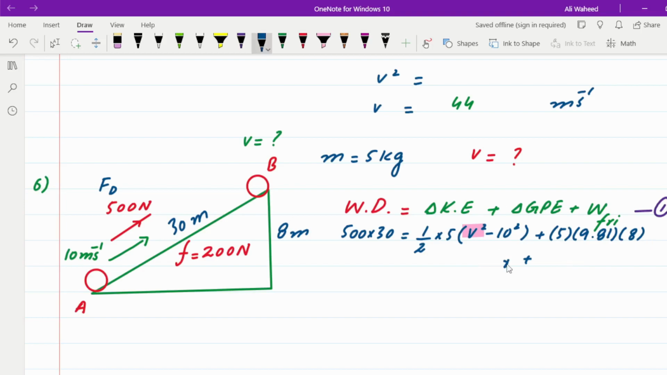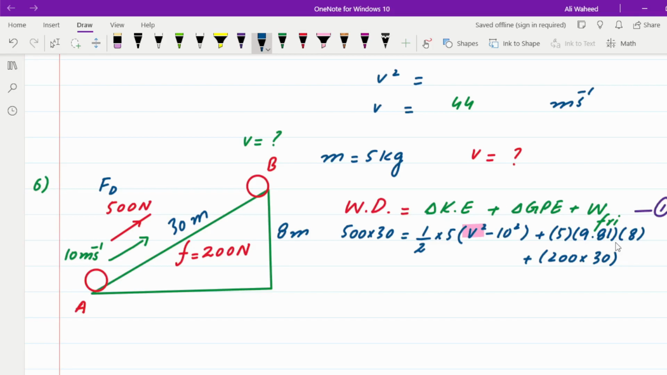Plus work done against friction. So what is the frictional force? It is 200 times, what is the distance in the direction of the frictional force? 30. So you'll have to sort it out to find the value for speed. And from here you can easily find the expression for the speed at the point B. It's just a question of mathematics now.